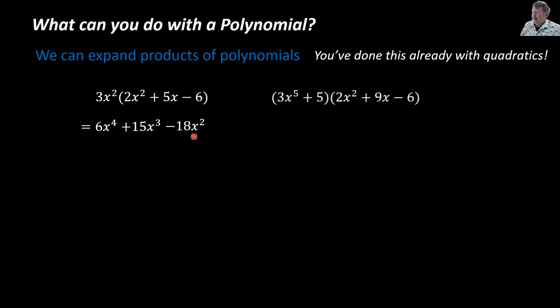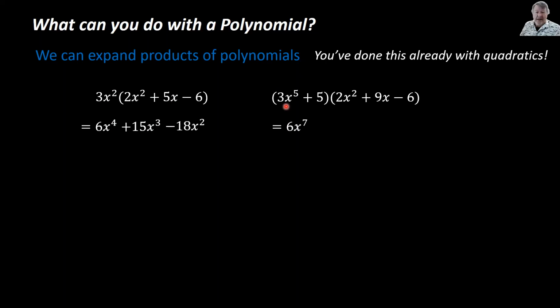Let's do a harder one. It's 2 out the front and 3 in the second. But it's the same process. Start with the first one. First one times the first one. 3x to the 5 times 2x squared is 6x to the power of 7.